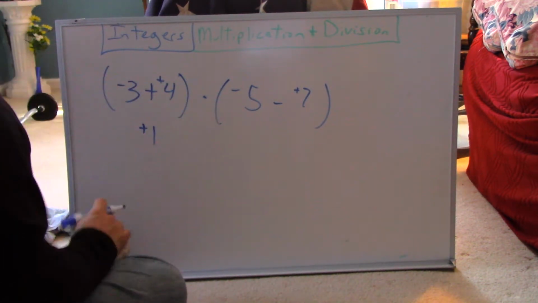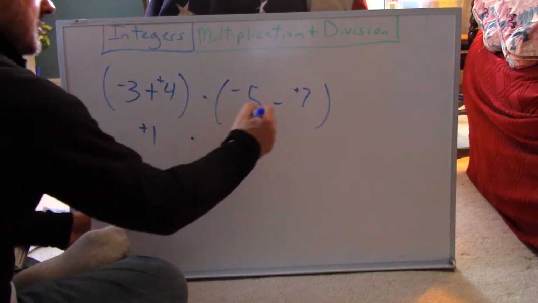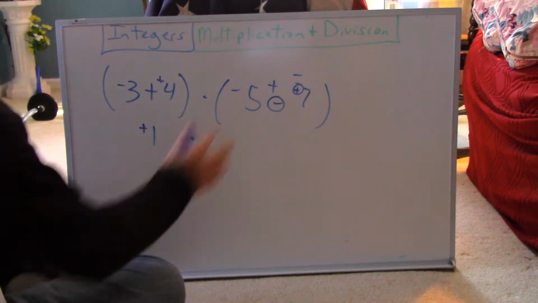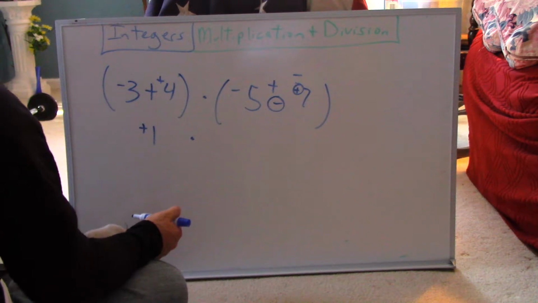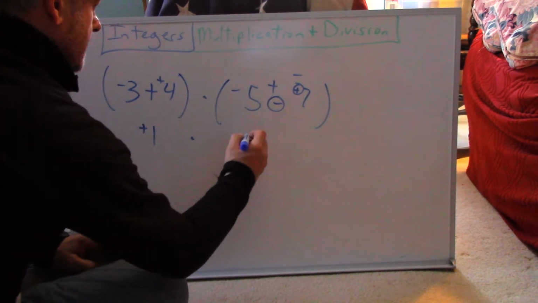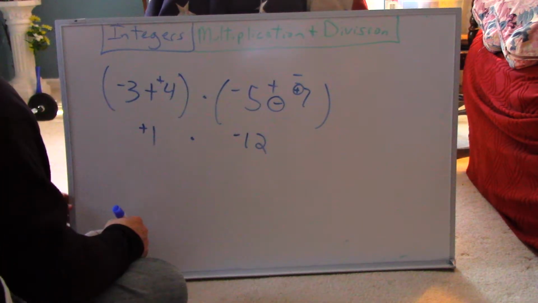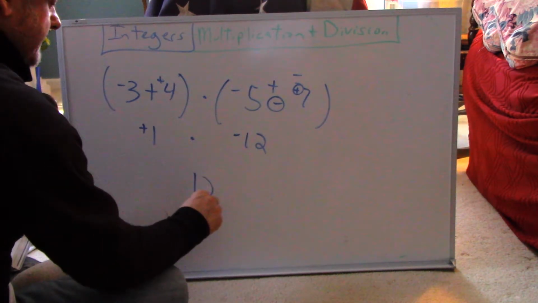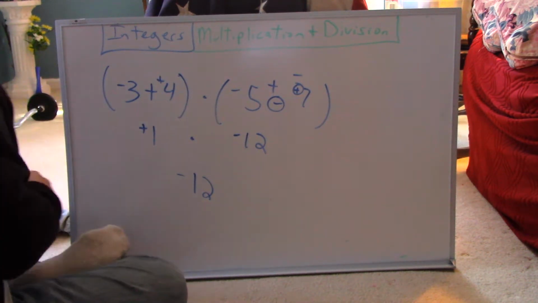This is positive 1 times. Now this one, I said we keep the first one, change the operation symbol, and change the second number. That's what I was telling you in the other video. And then we get negative 12, because 5 and 7 is 12. Now we multiply these two. It's super easy because 12 times 1 is 12. The signs are different, so it's negative. All right, that was easy.